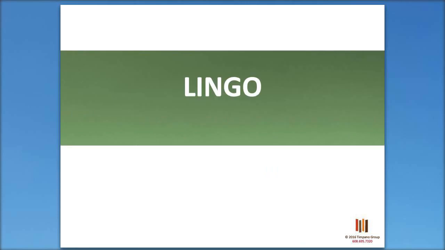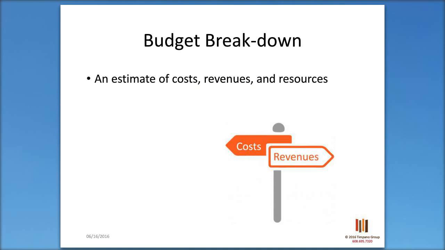So those are some of the key components for looking at baseline budgeting and doing it well. And lingo, as we mentioned, is very important in terms of having that shared language and the shared understanding. So what we're going to do now is break down budget. And a budget is an estimate of costs, revenues, and resources. So this is an estimate of the money that is going out of your organization, the money that's coming into your organization, as well as the other supportive resources that may be flowing in and out of your organization.